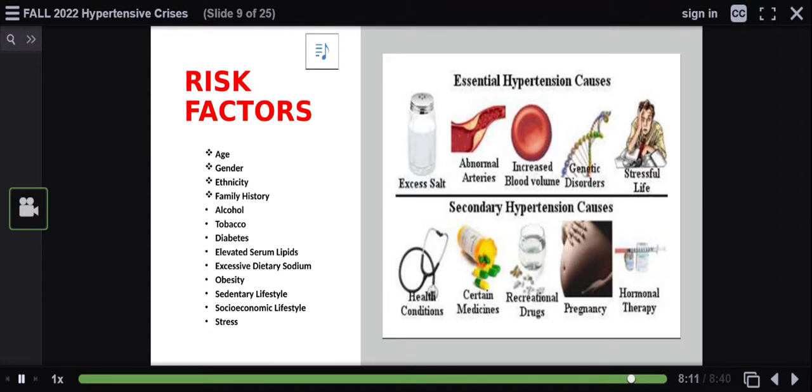Furthermore, when one risk factor is coupled with overstress-producing factors, the effect on blood pressure is multiplied. Overall, studies show that stress does not directly cause hypertension, but can have an effect on its development. So, these are just some of the risk factors that we have. And in your book, we also have sleep apnea as the last risk factor.